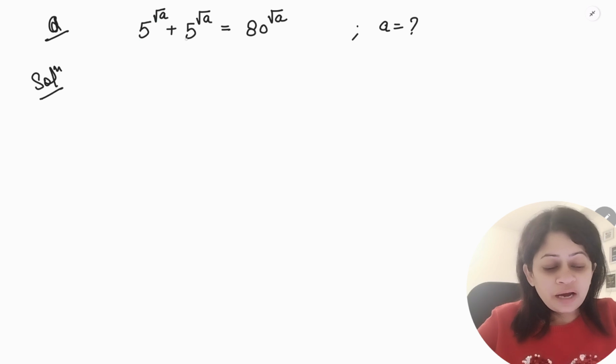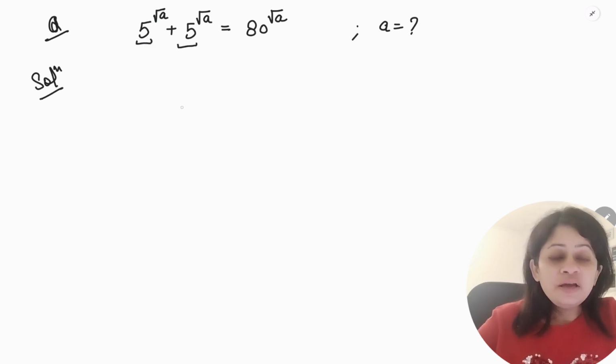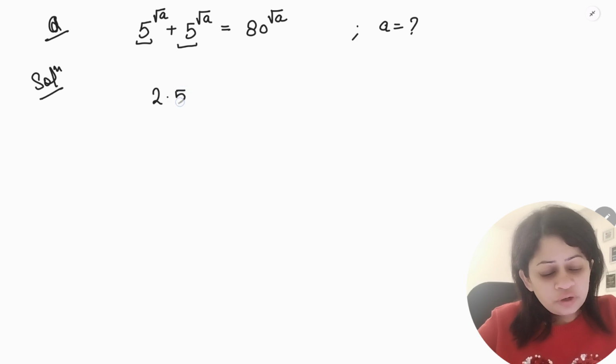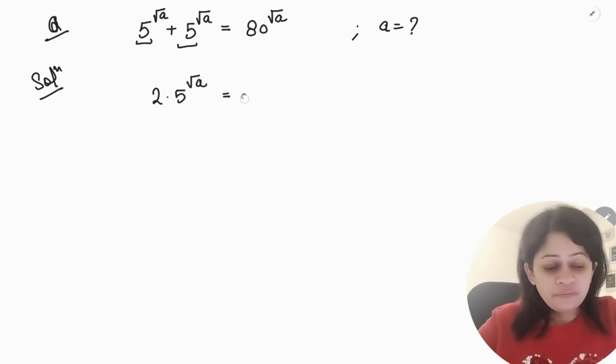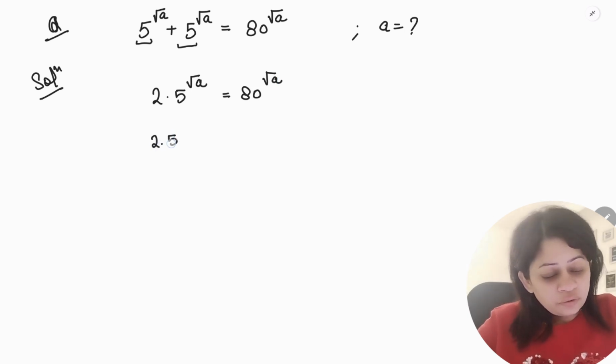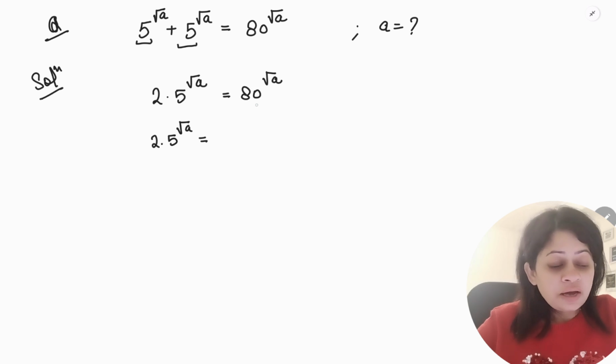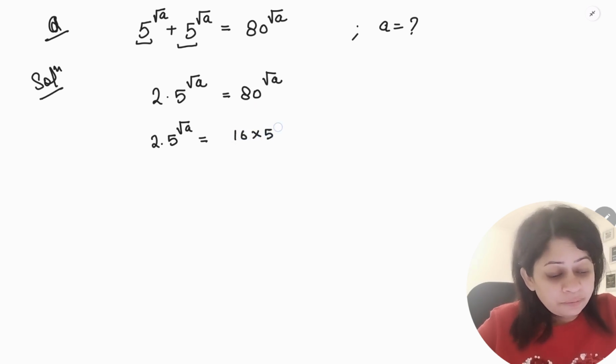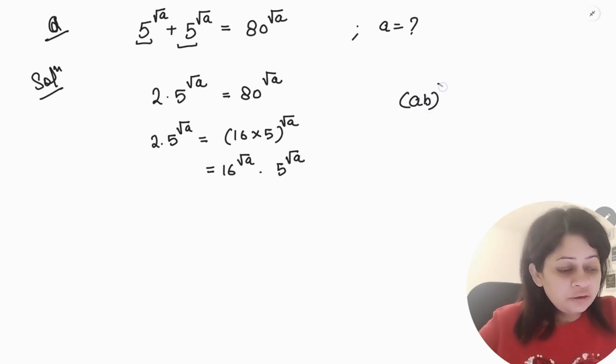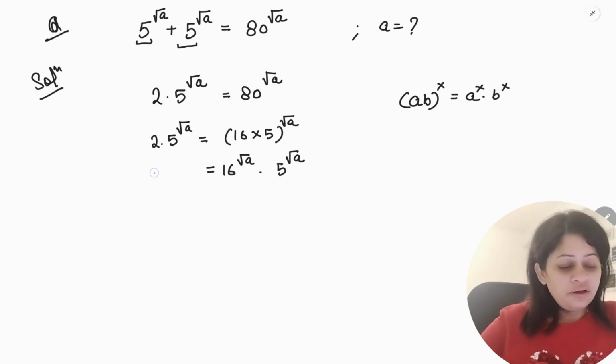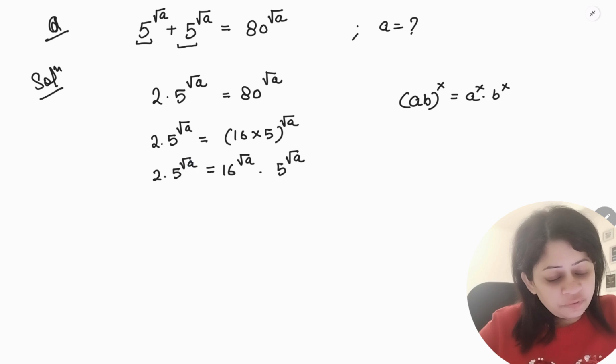Okay, what would I do? Since I know that 5 raised to power root a, they both are the same, right? If I add them, they would become 2 times 5 raised to power root a, which is equal to 80 raised to power root a, right? Here we have 2 times 5 raised to power root a, and 80 can be written as 16 times 5, which can again be written as 16 raised to power root a times 5 raised to power root a, right? Because (ab) raised to power x is equal to a raised to power x times b raised to power x, right?